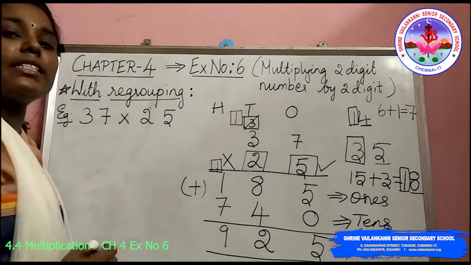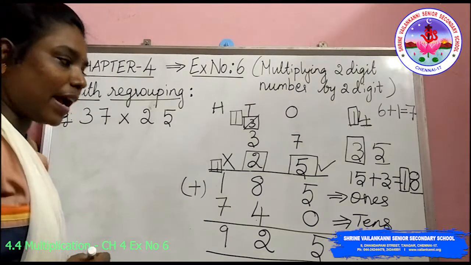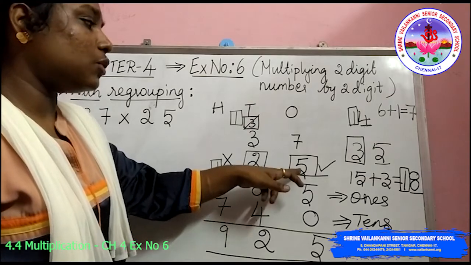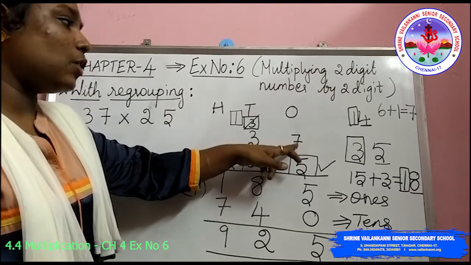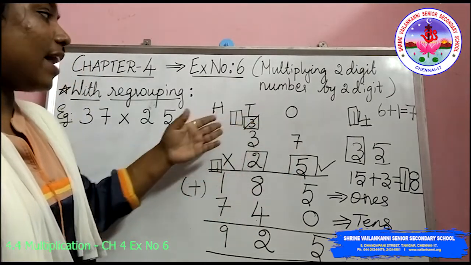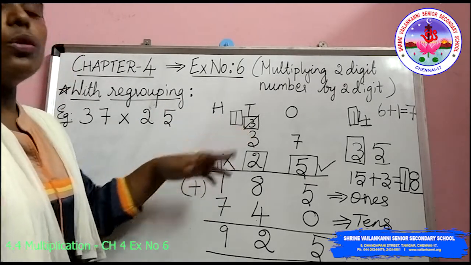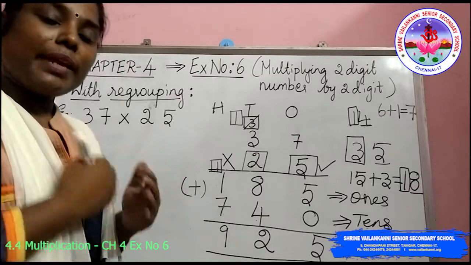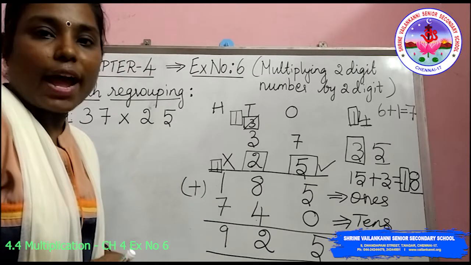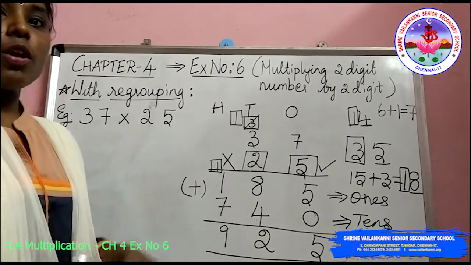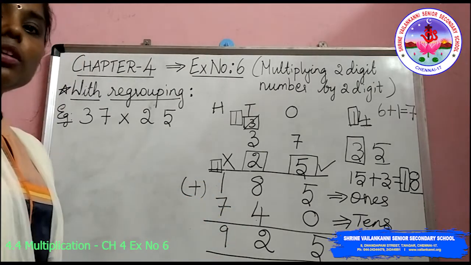So your answer is 925. Be careful when you do the multiplication with ones. After completing the ones with ones, tens, if you have any number in hundreds also, you just carry forward. When you do carry forward, make sure that you are adding with that value. Don't forget, without adding you cannot write the answer here. I hope you have understood. Thank you.